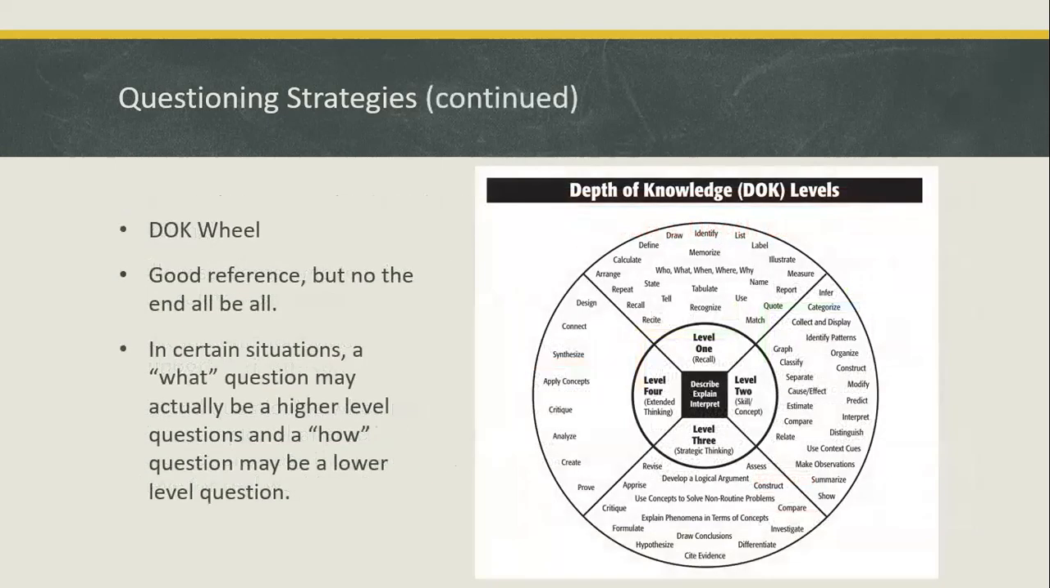Here is a DOK wheel that you can use to reference for questioning. However, it is not the end all be all, okay? There are certain situations in which a what question may actually be a higher level question and a how question may be a lower level question, okay? For example, if I asked a student, how does a plant convert solar energy into chemical energy? And if they just answered photosynthesis, I didn't really get a lot out of them, okay? But if I ask them, what is the relationship between acceleration and photosynthesis, they have to make more connections in that situation.